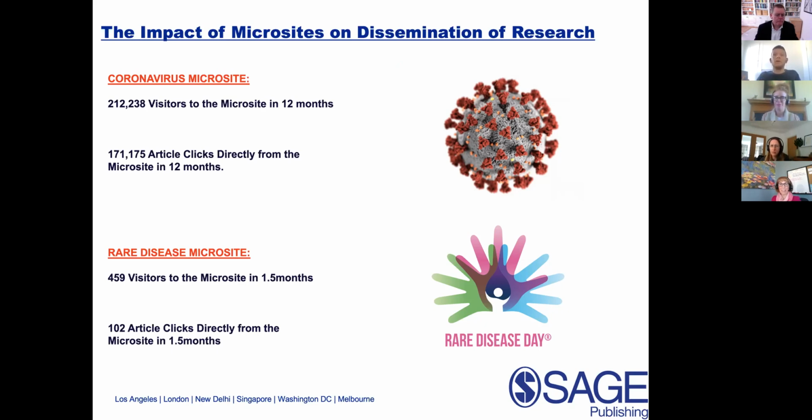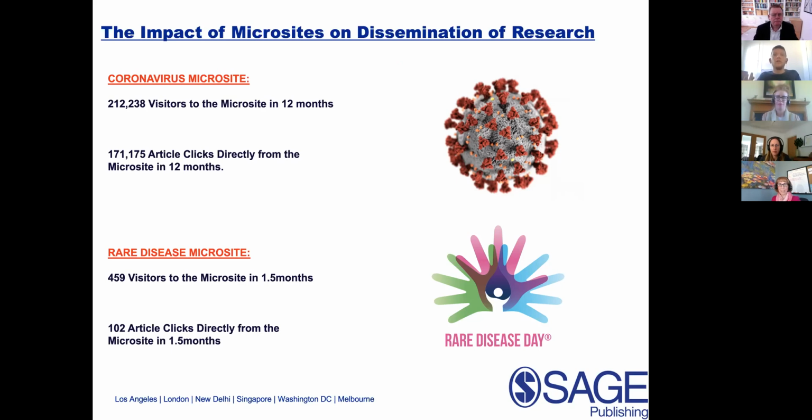So our journal platform allows us to directly measure whether people are accessing publications from the article or from the microsite. So we actually have quite detailed metrics on this. I've chosen our rare disease and coronavirus microsites because they really are opposite ends of the spectrum. Coronavirus has a huge interest and lots of research, whereas rare disease has less interest and less research. However, they both provide a useful idea of the impact of microsites.